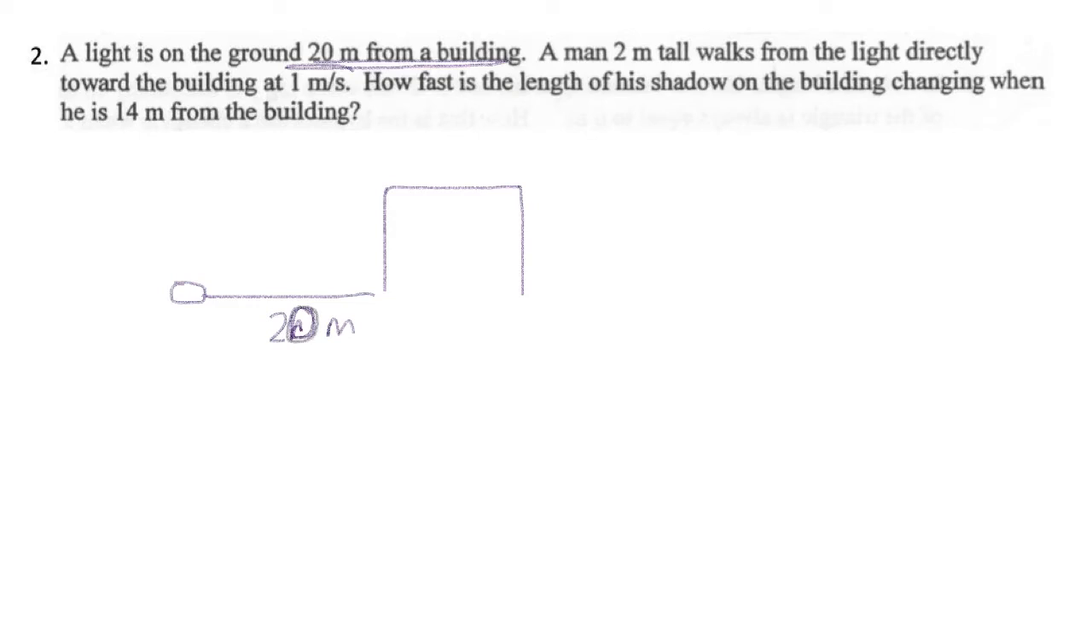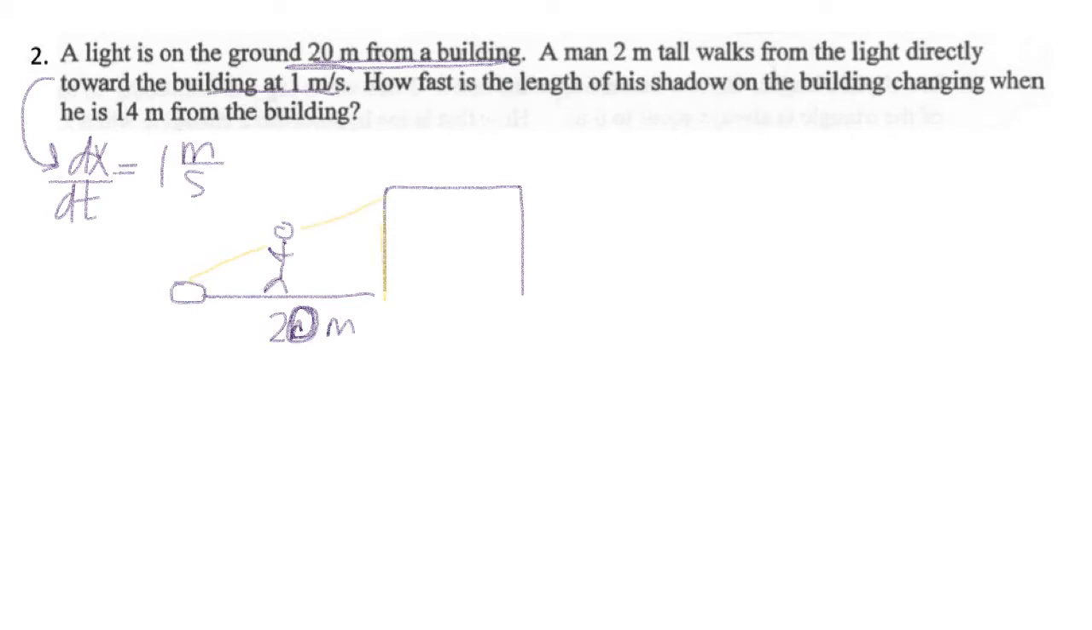And a man 2 meters tall walks from the light directly toward the building. So we have this nice stick figure here. And he is walking toward the building at a rate of 1 meter per second. So that's going to be some kind of dx dt. And that's going to be 1 meter per second. And so how fast is the length of his shadow on the building changing when he is 14 meters from the building. So this light we're going to assume shines up this way.